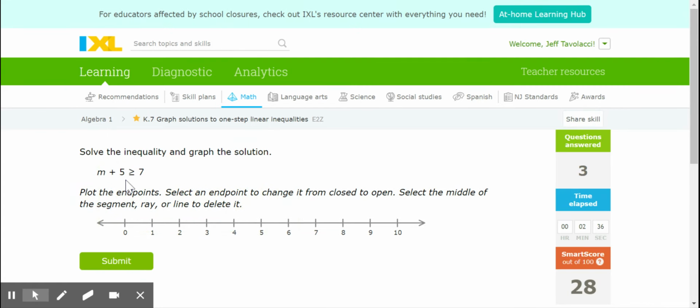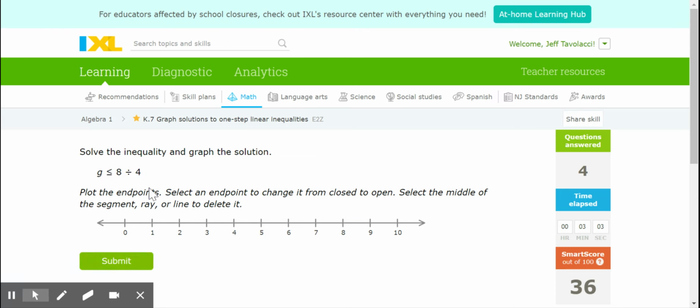Okay, m plus 5 is greater than or equal to 7. We would subtract 5 from both sides, giving us m is greater than or equal to 2. So 2 is going to be the boundary. We'll note that point. Since it's equal to, we'll want to shade it in. Now m is greater than or equal to 2. We need everything that is greater than that, so everything to the right.